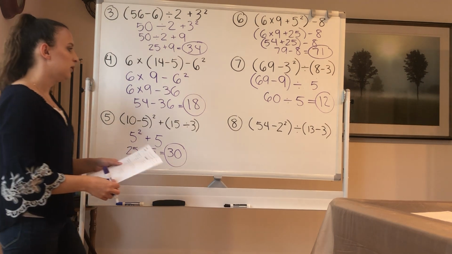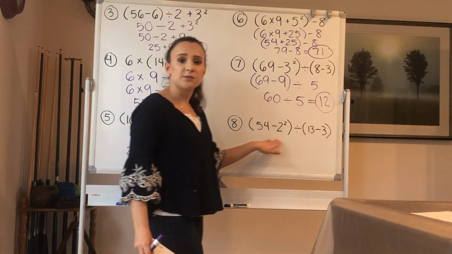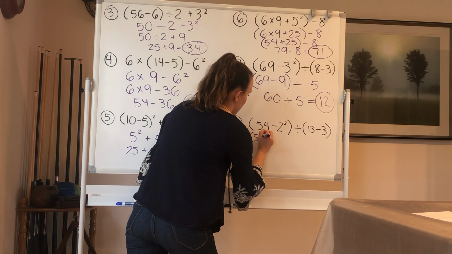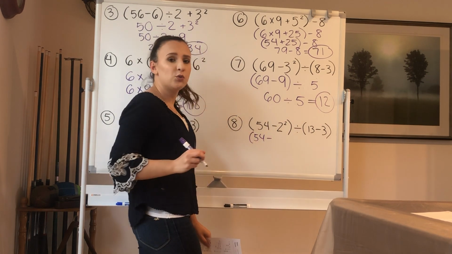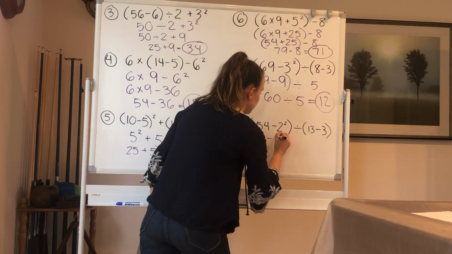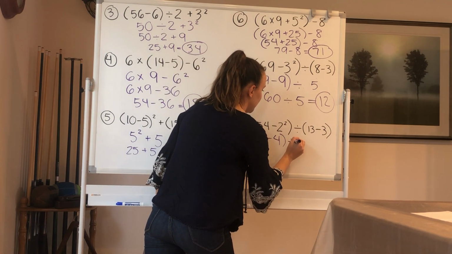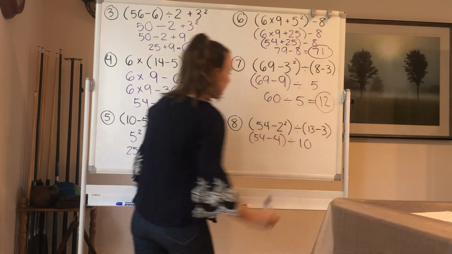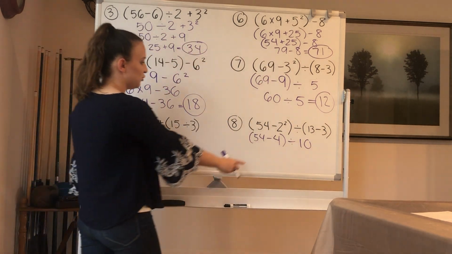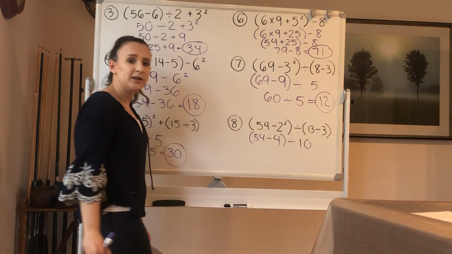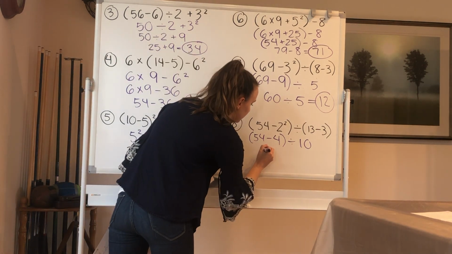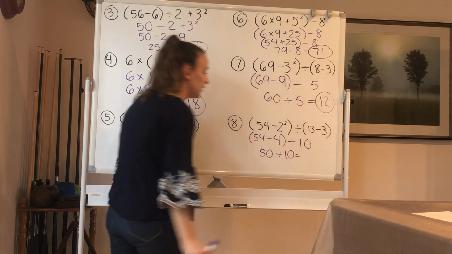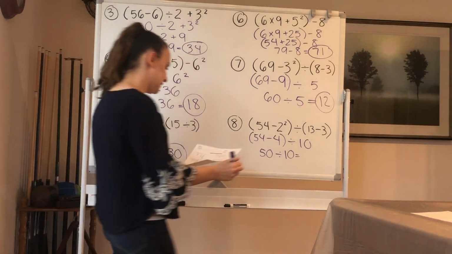Okay, next one. We have 2 sets of parentheses. Doesn't matter which one you do first. I'll start with the first one. We have 54 minus 2 squared. 2 squared is 2 times 2, which is 4, divided by 13 minus 3, which is 10. Let's finish these parentheses. 54 minus 4 is 50, divided by 10. 50 divided by 10 is 5.